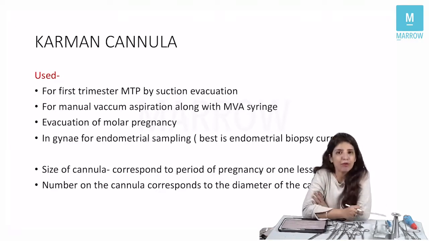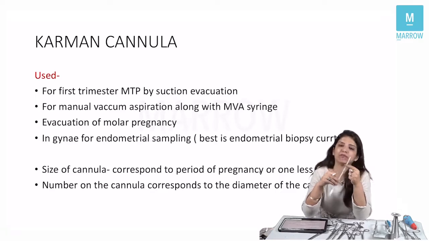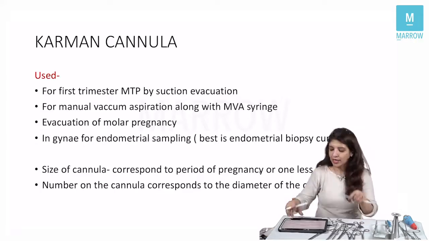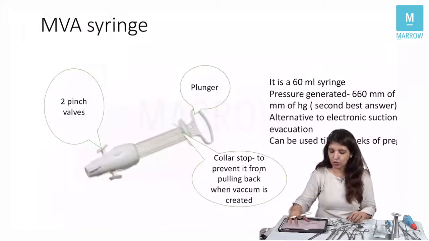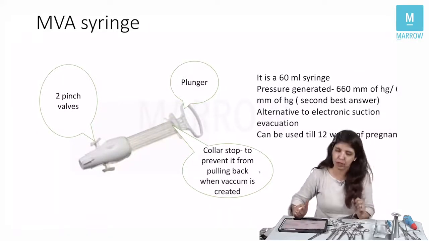The next thing, the viva question, is what should be the size of the cannula? Remember, the size of the cannula should be equal to the period of pregnancy, or it should be one less. And a very important viva question is that the size of the cannula corresponds to what? It corresponds to the diameter of the cannula in millimeters. So if there is a number 8 cannula, that means the diameter of the cannula is 8 millimeters, right? Now this Karman's cannula should be used with a manual vacuum aspiration syringe.